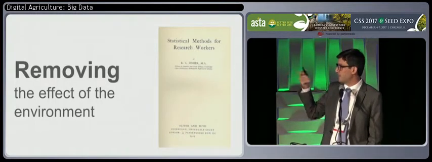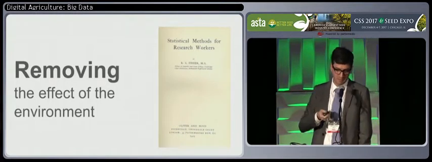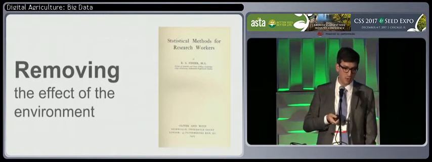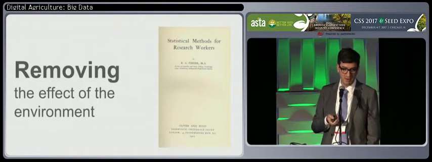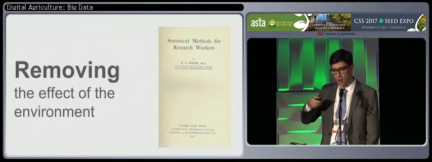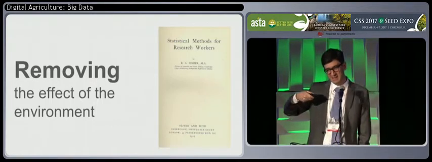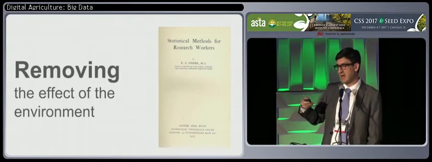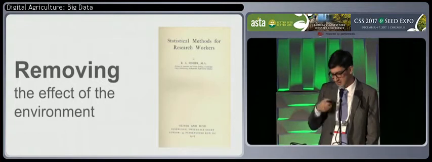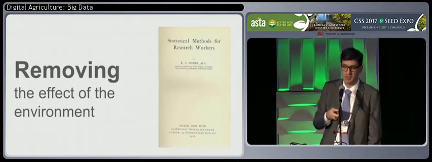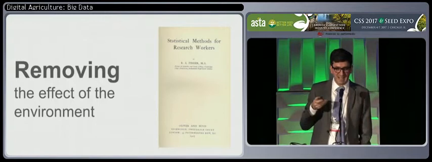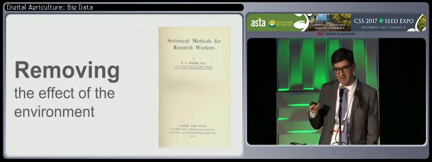This is a book by Ronald Fisher, who is known as the father of modern statistics. Most of his work was done in the UK, in Rothamsted, in the 20s and 30s. So all the different statistical tools and the toolbox that he developed for field trials are actually the statistical tools that we use not only in agriculture but in other sciences.